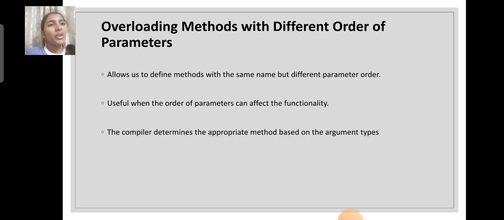Overloading methods with a different order of parameters allows us to define methods with the same name but different parameter order. Useful when the order of parameters can affect the functionality. The compiler determines the appropriate method based on the argument types.